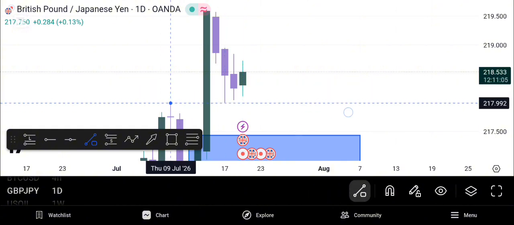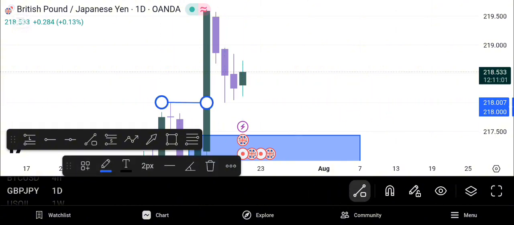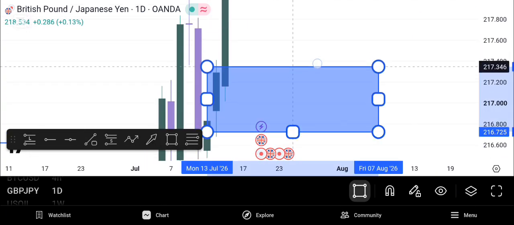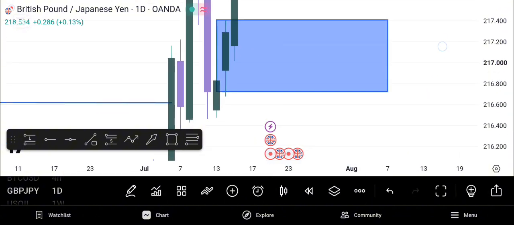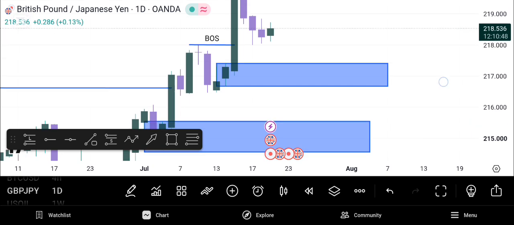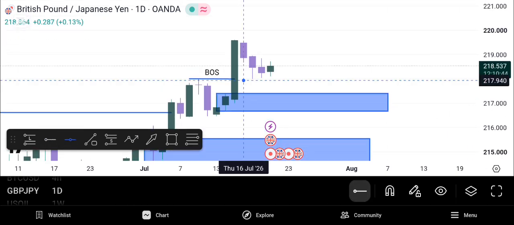So from the daily time frame, this is it. This is the break of structure. This is the other block which caused the break of structure, and then this is it, right? From the daily time frame. And price has been falling. You can see that price has been falling.